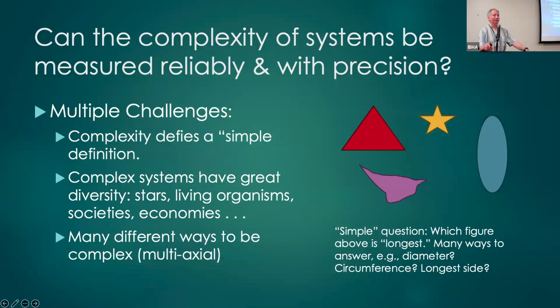Just think of something simple like a geometric figure. If I ask the question, what's the longest figure? You'd say, well, do you mean circumference? Do you mean the widest diameter? Longest line? What do you mean? So with complex systems, we're talking about something much more complex or complicated than a simple geometric figure. So answering the question is not always immediately obvious.